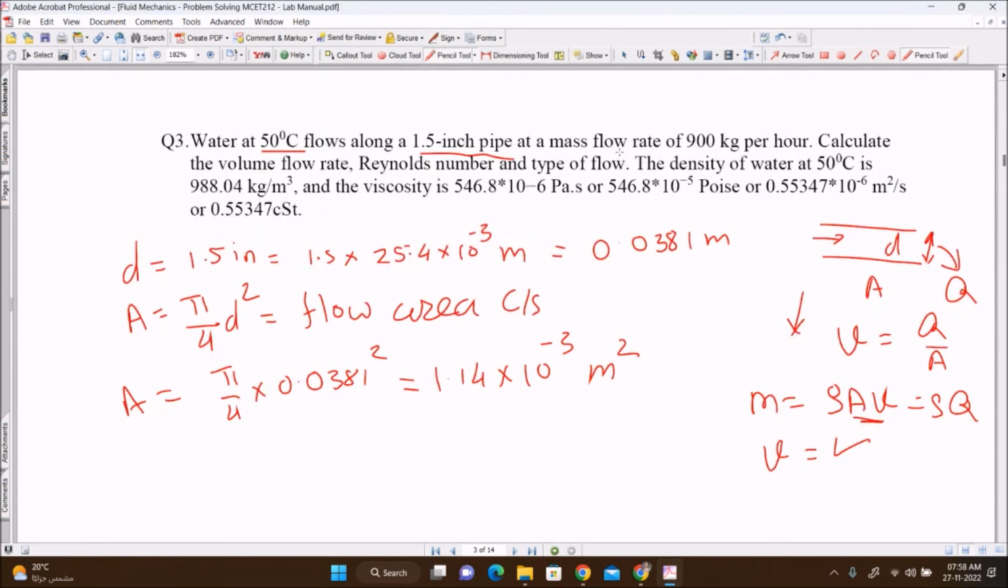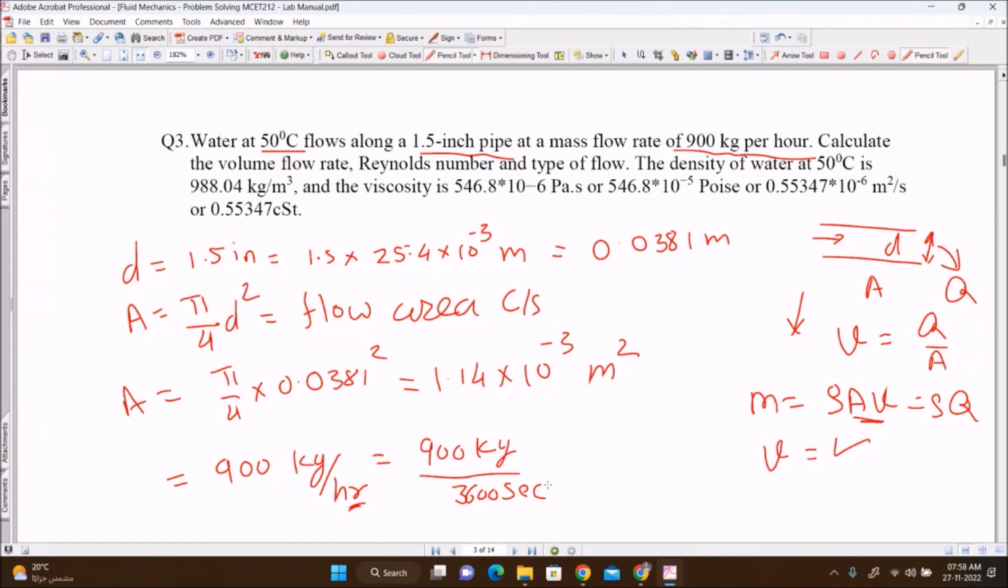Continue reading. Flow rate of 900 kg per hour. So write first 900 kilogram per hour. I don't need hour. The basic unit is second. So I will replace hour by 3600, that is 60 into 60 seconds.